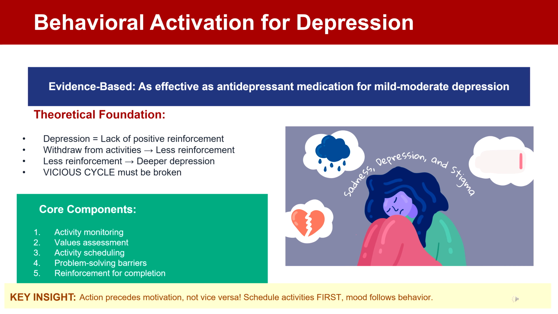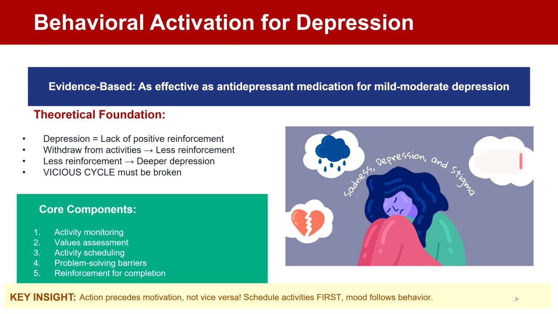Let me describe 2 powerful evidence-based applications. Behavioral activation for depression is as effective as antidepressant medication for mild to moderate depression. That's a remarkable statement backed by multiple large studies. The theoretical foundation is simple. Depression involves a lack of positive reinforcement. When people become depressed, they withdraw from activities, which means they receive even less positive reinforcement, which deepens the depression, a vicious cycle. Behavioral activation reverses this.